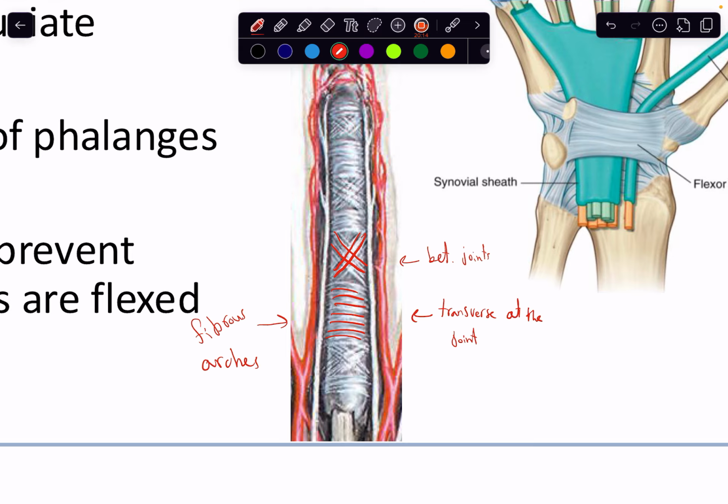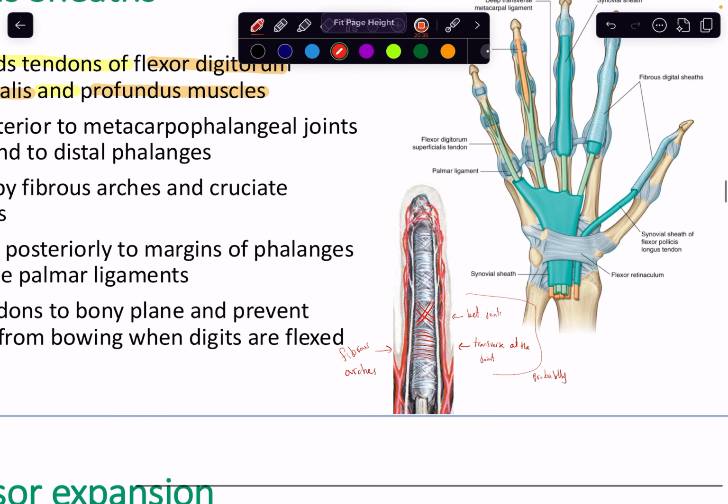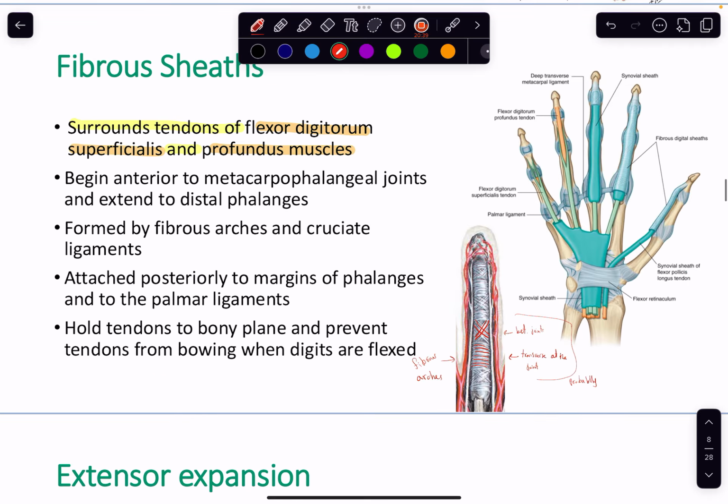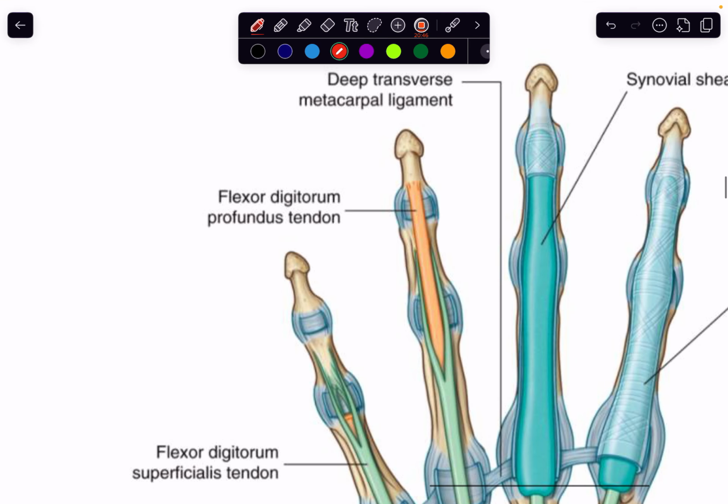Okay. So it holds tendons to the bony plane and prevents the tendon from bowing. Bowing means bending. Now, extensor expansion. This is also a very popular topic in the examination. On the viva table or the OSCE, they must ask this thing about the hand. If you are a good student, this is your question, right? Now, what is this?